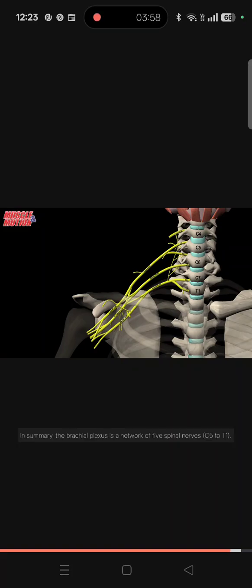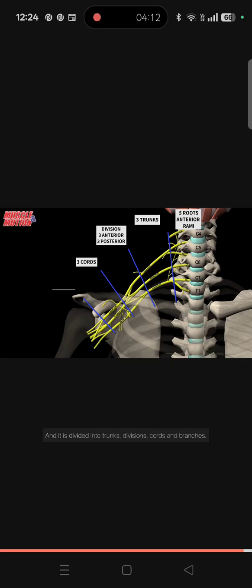In summary, the brachial plexus is a network of 5 spinal nerves, C5 to T1. It is in charge of supplying sensory and motor innervation to the upper limb, and it is divided into trunks, divisions, cords, and branches.